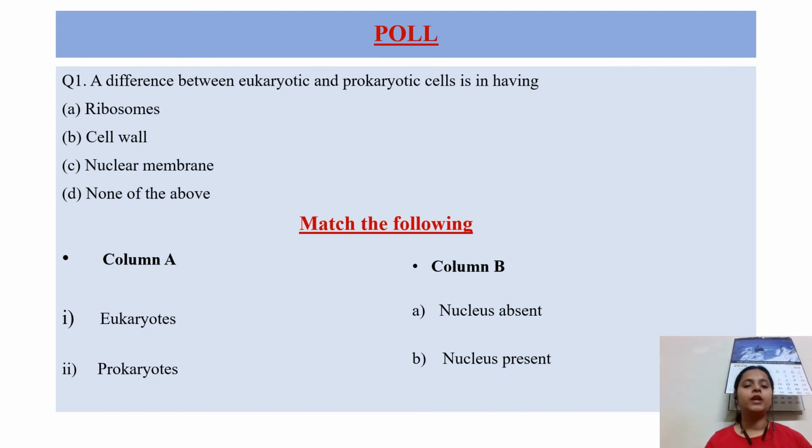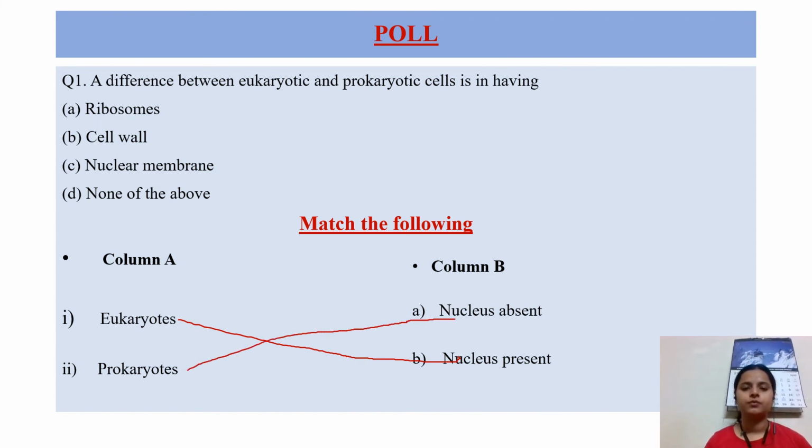Another is match the following type questions. So you need to match this. In column A, it is written eukaryotes and prokaryotes. In column B, it is written nucleus is absent, nucleus is present. So tell me, in eukaryotes, nucleus is present or absent? Yes, nucleus is present. In prokaryotes, nucleus is absent. Very good. So now let's move further.